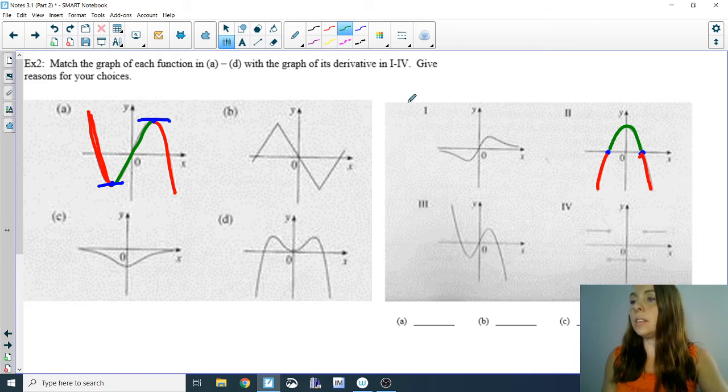And so these graphs match. This is the graph of the function. This is the graph of its derivative, right? And so I'm going to go down here.